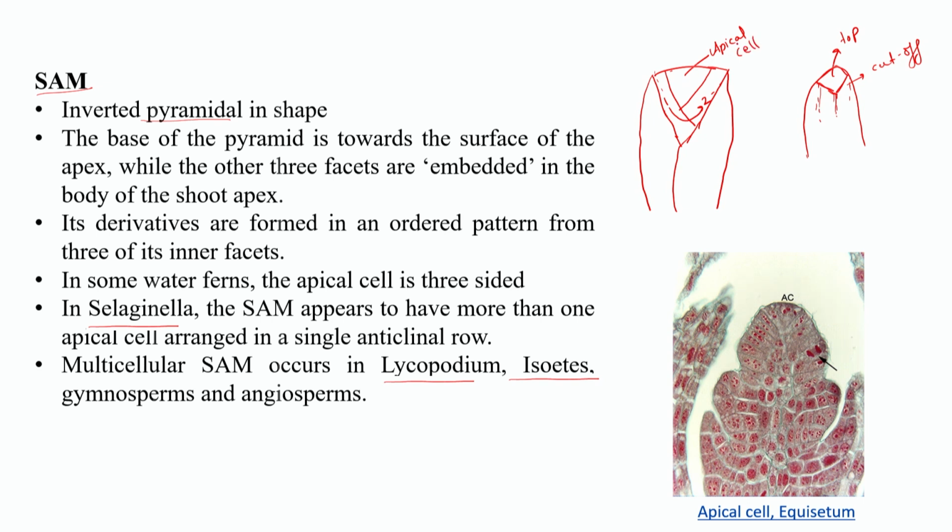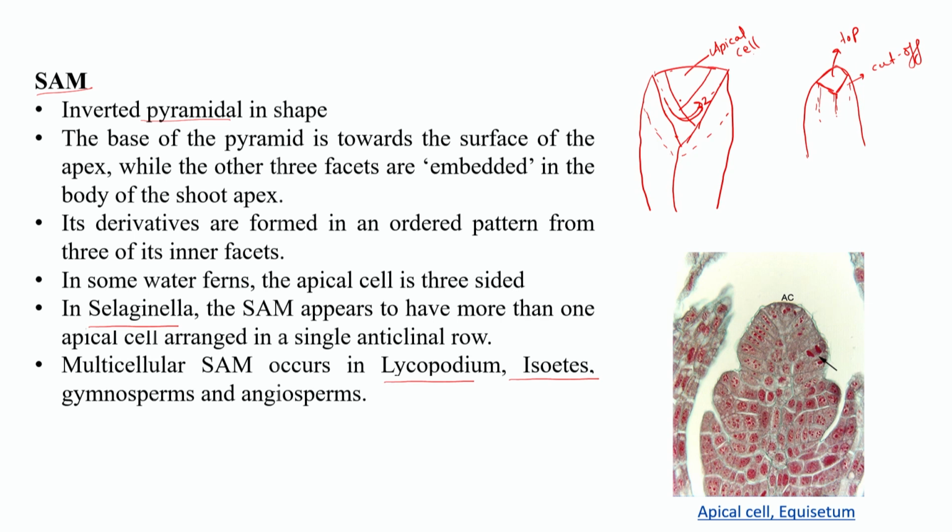The derivatives of this apical cell are formed in a highly ordered fashion from the other three faces. First a single cell will be cut off from one side, followed by the next face and then the third face. Again this will cleave off new cells, so in a highly ordered fashion this entire cell division takes place on the three faces.